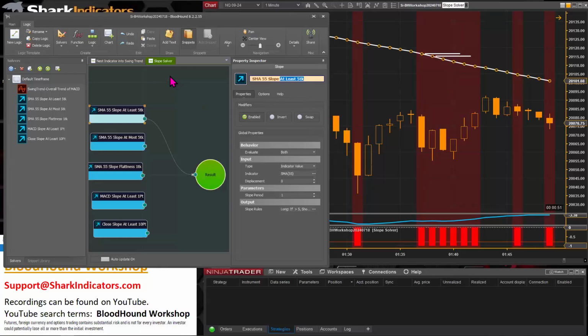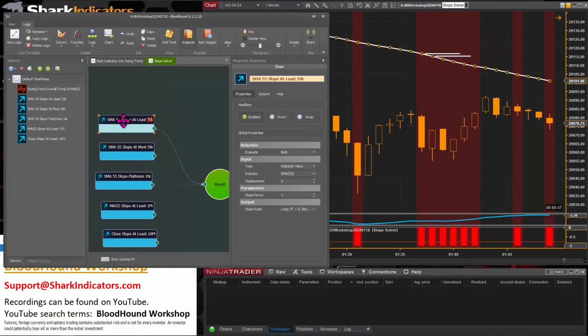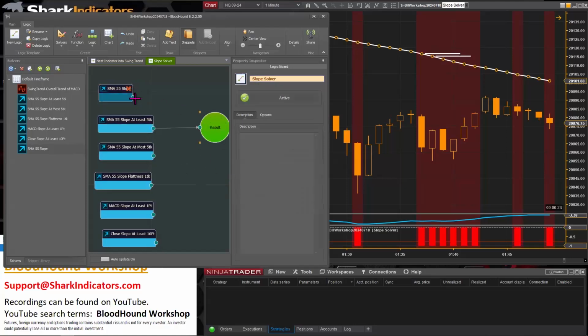So just to give a more exaggerated point here, let me paste another solver. Can I paste another solver? Nope. All right, let me copy this and paste a new one on here. And we'll just make this the absolute slope up or down of the SMA 55.